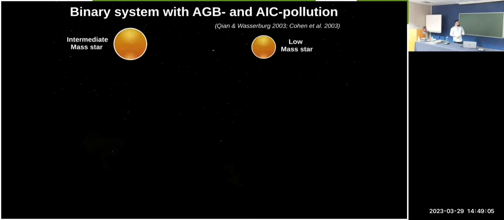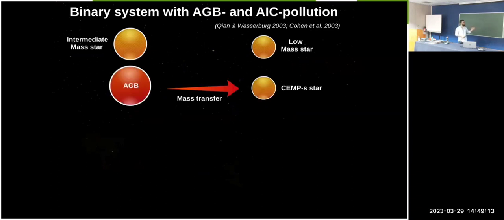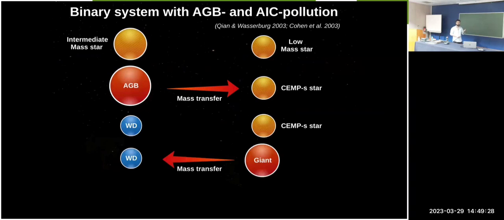This is the second scenario that I'll discuss. Let us again consider a binary system. The slightly more massive star will evolve to the AGB phase. In the AGB phase, it will produce s-process elements and it will transfer the s-process elements to the companion. Now, with time, after the AGB phase, this becomes a white dwarf. And with time, the CEMP-s star will evolve to the RGB phase. In the RGB phase, it may transfer mass back to the white dwarf.